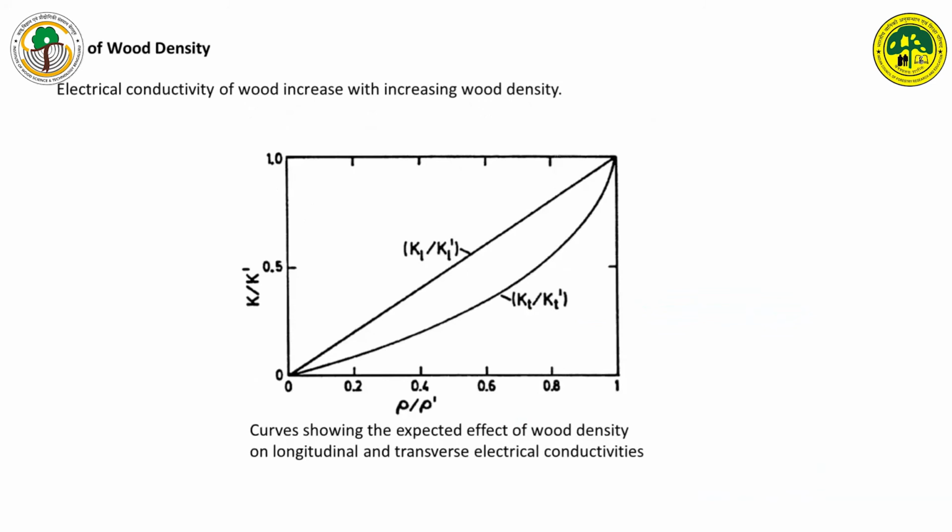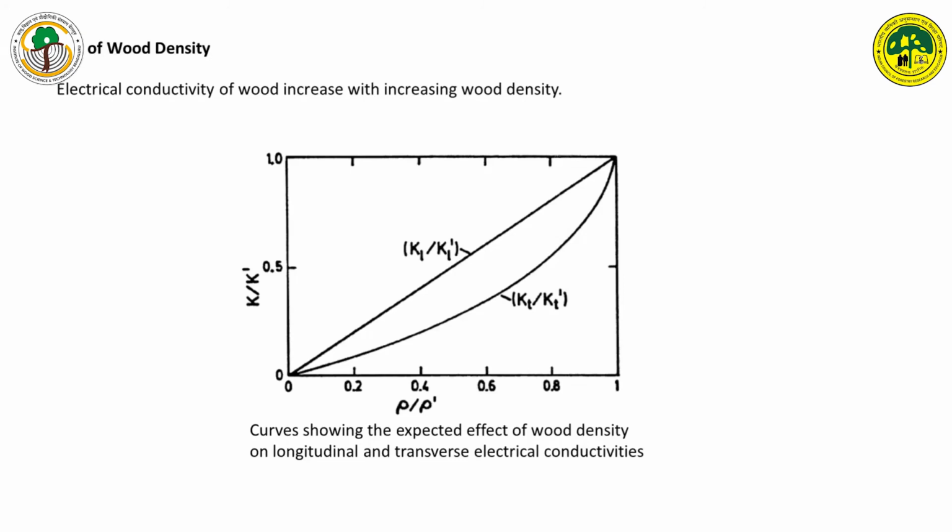So it is reported that the electrical conductivity of wood increases with the wood density, and this curve shows that. Here it is the conductivity, not the resistivity, because I didn't find any relation graph for resistivity. So this K is the conductivity of entire wood, and K dash is the conductivity of cell wall material, because the cell wall material density is higher than the entire wood. And rho here is the density of entire wood, and rho dash is the density of cell wall material.